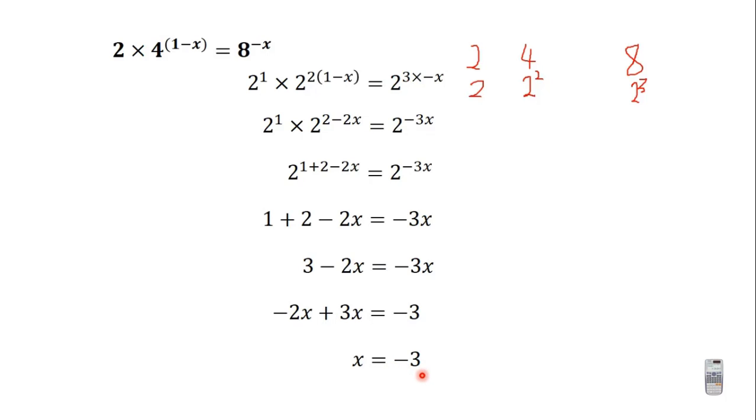So once again, the main goal is to make sure that the term on the left hand side and the term on the right hand side all have the same base. If they have the same base, you can equate the exponents and solve the resulting linear equation.